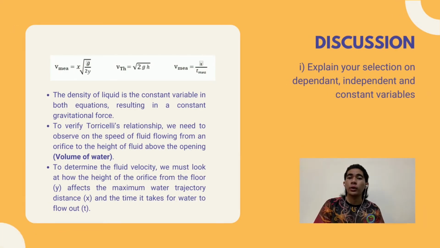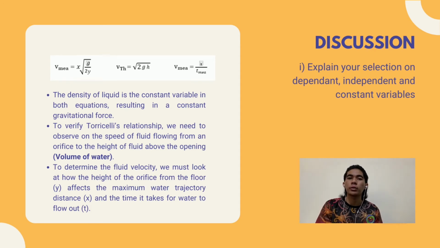As you can see, the formulas on the slide are for V experimental and V theoretical. We can get the constant variable, the independent variable and the dependent variable from these equations. First, the constant variable. The density of liquid is a constant variable in both equations, resulting in a constant gravitational force.